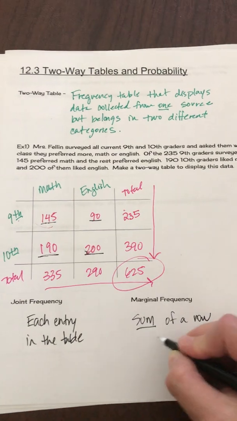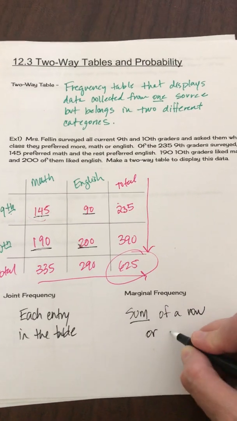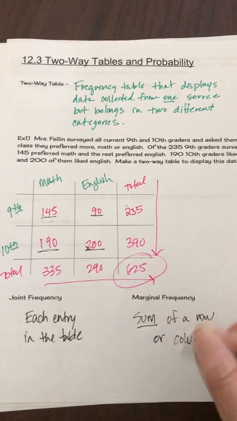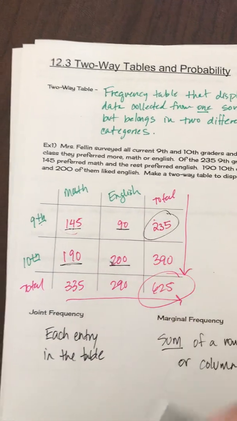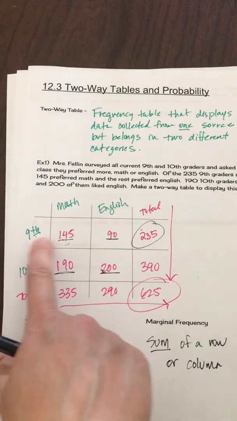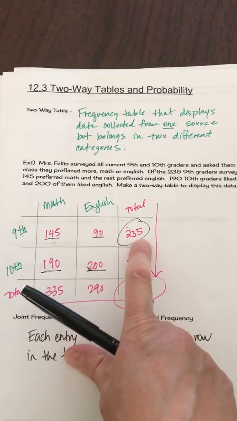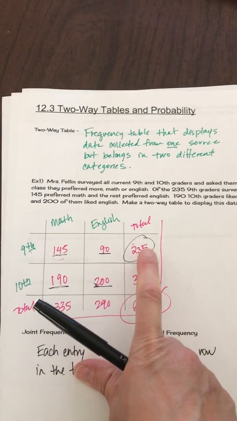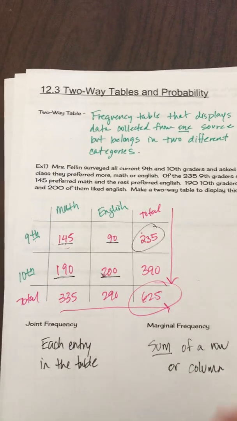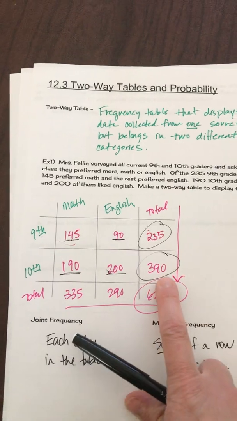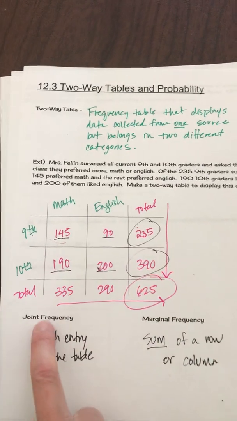So we did that above, and we put that in our total. So this number is a sum of this row. This marginal frequency represents 235 ninth graders in my survey. Here's another marginal frequency. That's 390 10th graders in my survey.